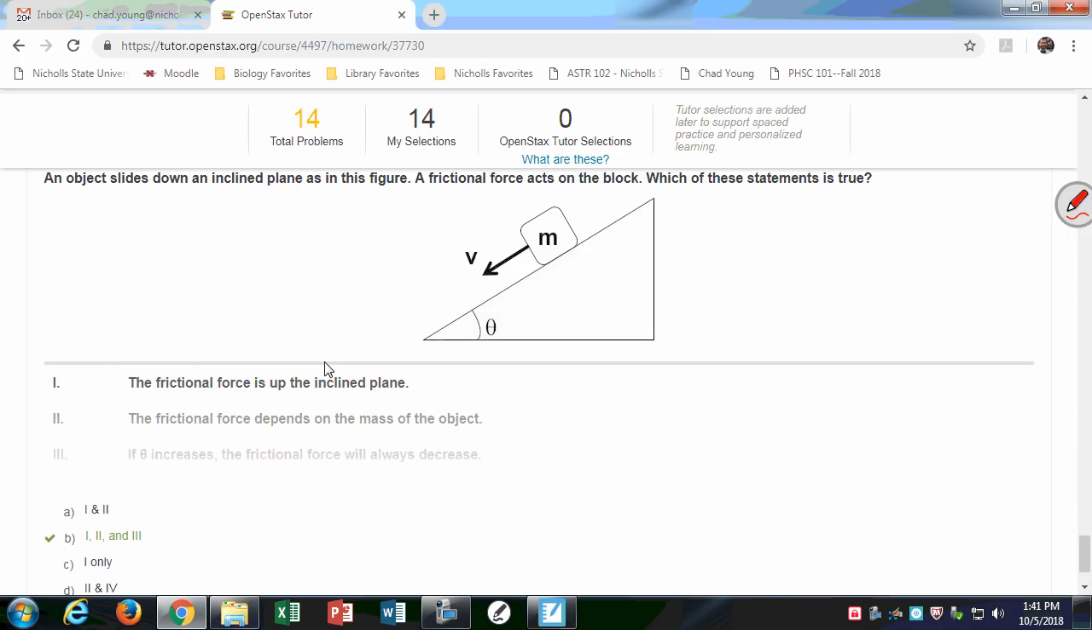The frictional force depends on the mass of the object. Is that true? It does, because if the mass increases, the normal force will increase, and that means the frictional force will increase as well. And if theta increases, the normal force decreases, so the frictional force will decrease. Assuming that's true. All right?